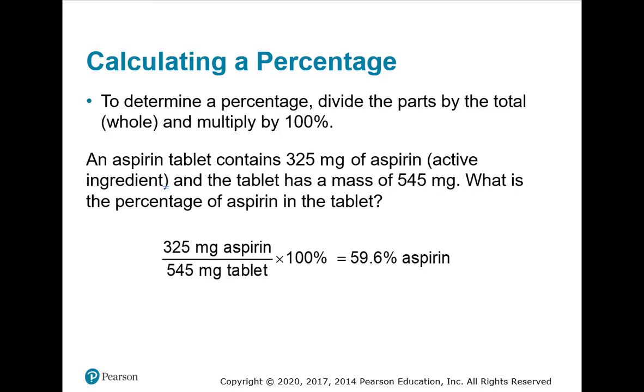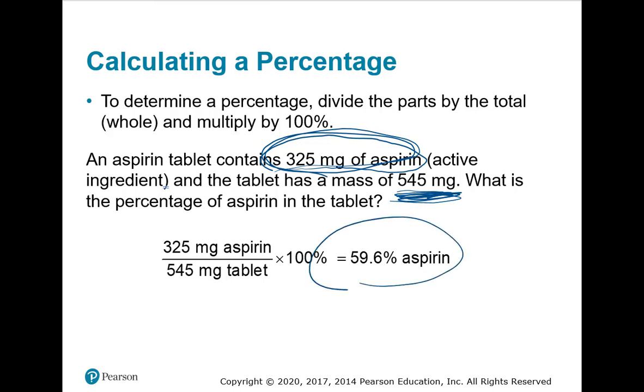To find a percentage, you divide the part by the whole, or by the total, and multiply by 100%. So if an aspirin tablet contains 325 milligrams of aspirin, which is an active ingredient, and the tablet has a mass of 545 milligrams, what's the percentage of aspirin in the tablet? Here's my aspirin, my part, divided by my whole, and times it by 100. So the tablet is 59.6% aspirin. Double check with your calculator.